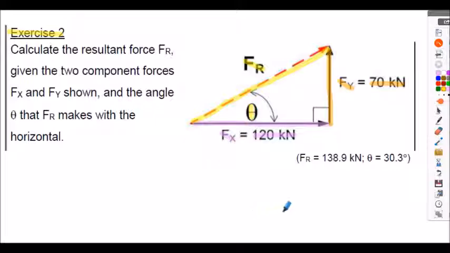As I said, this is very similar to example 1, so I'd encourage you to stop the presentation and attempt this question using the process on the previous slide. The answer for the resultant force is shown here. This is the magnitude, this is the direction.